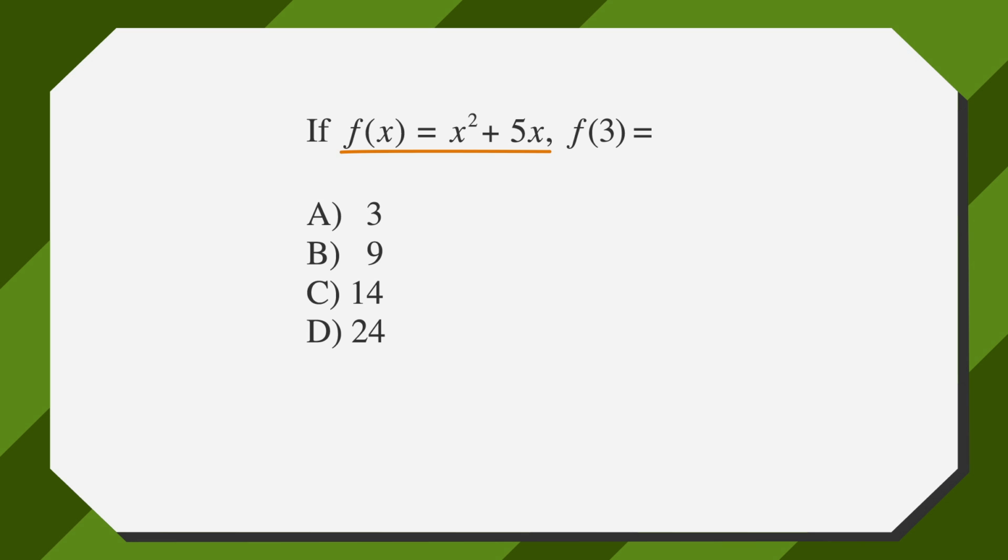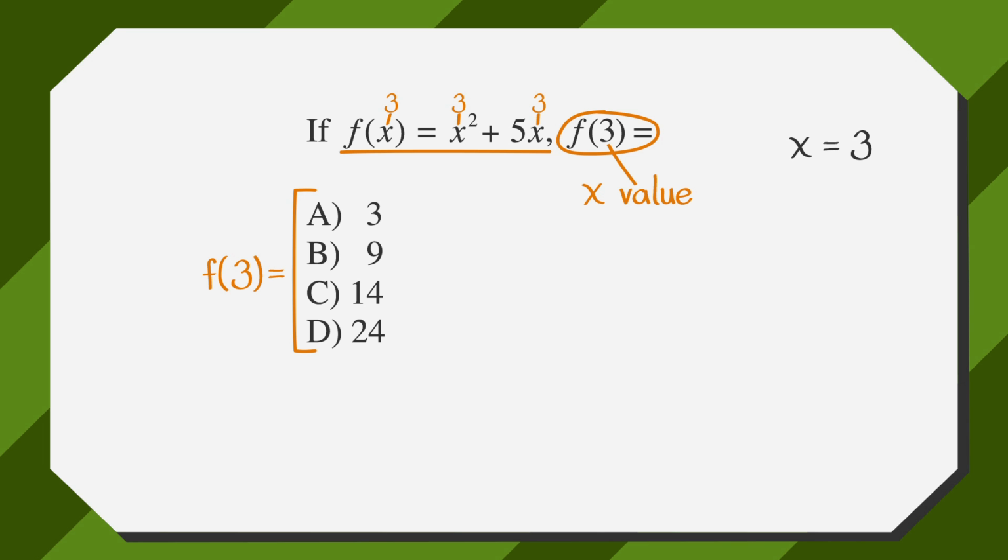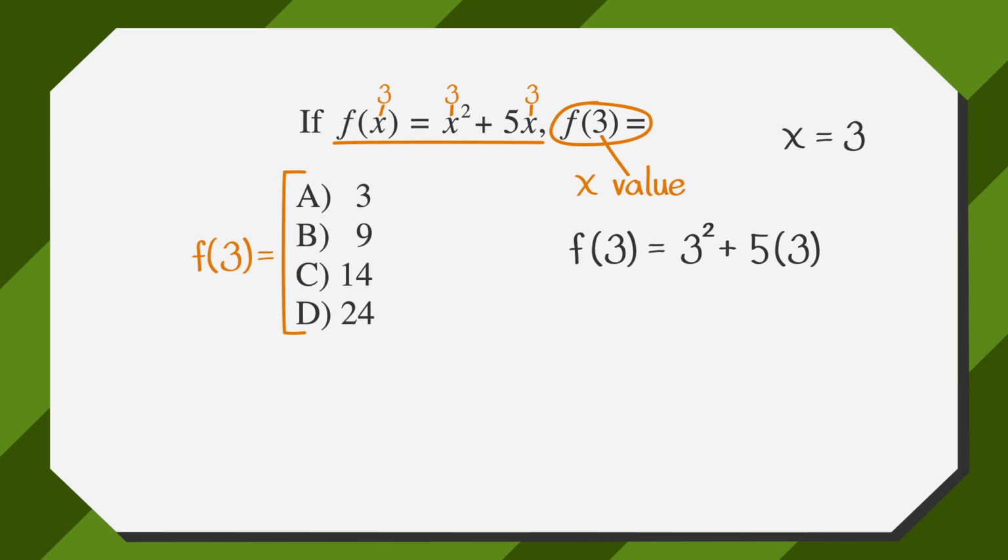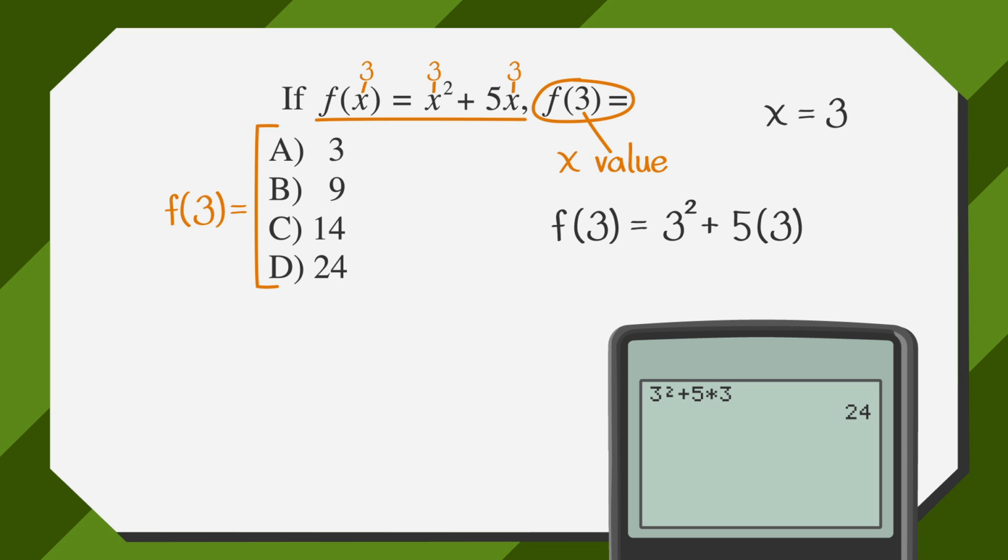As always, we'll underline the facts, circle the key terms, and label the answer choices as equal to the function of 3. Whatever is inside the parentheses is the x value. So this question is really asking what is the value of f when x equals 3, which means that we want to substitute 3 for x. When we do, we get f of 3 equals 3 squared plus 5 times 3. That works out to 9 plus 15, or 24, so the value of f of 3 is 24. Looking at our answer choices, D is 24.